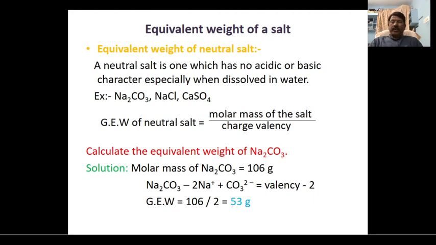If you observe the example, you can calculate equivalent weight of sodium carbonate by using the above formula. To calculate equivalent weight of sodium carbonate, you should know the molar mass of sodium carbonate, that is, molecular weight of sodium carbonate. Anhydrous sodium carbonate, value is 106 grams. Now, sodium carbonate, when you put into water, you will get 2 sodium ions plus CO3 2 minus ion, that is, valency is -2, or you can take it as 2. Then gram equivalent weight is 106 divided by 2 is 53.